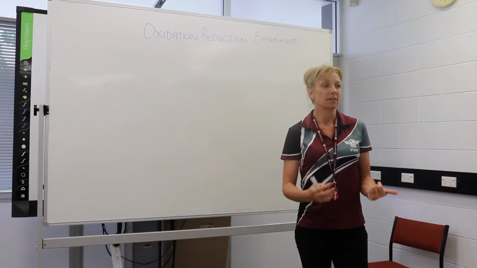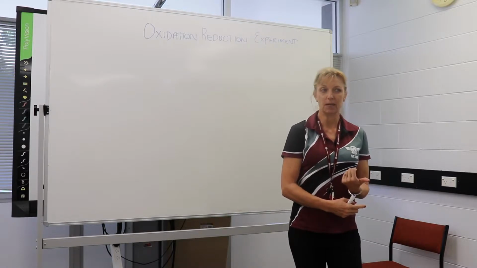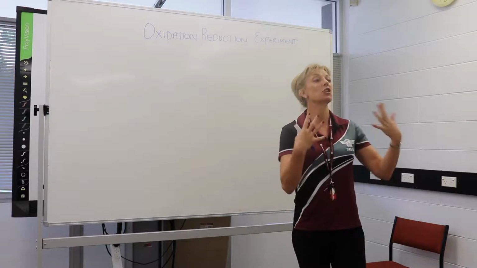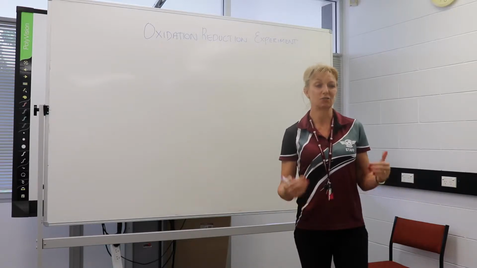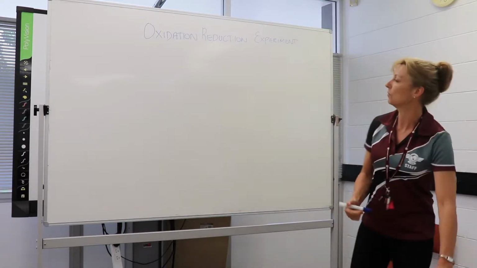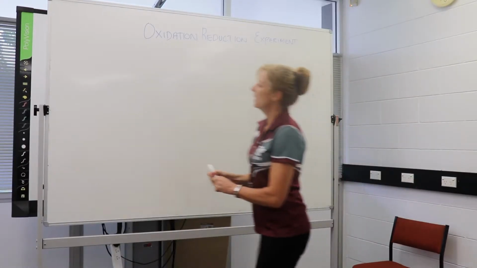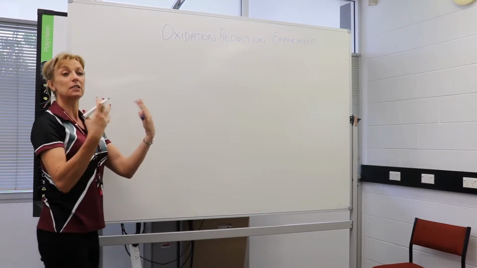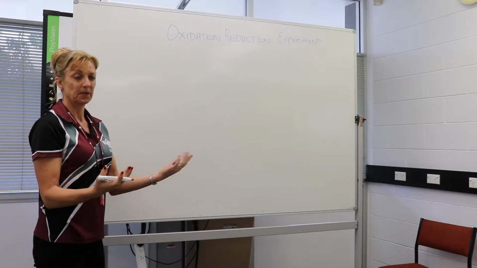Reactions. We've looked at acid-base reactions in the past. We've looked at precipitation reactions. This is another type of reaction, oxidation reduction. And what is it? So that's where we're starting, right at the beginning. An oxidation reaction is one where a species is losing electrons.